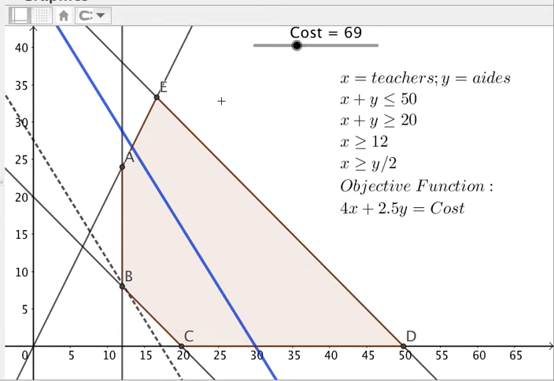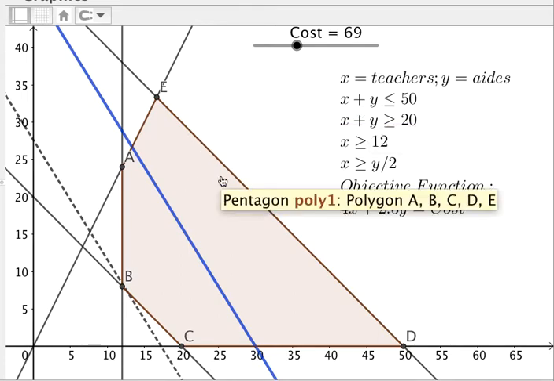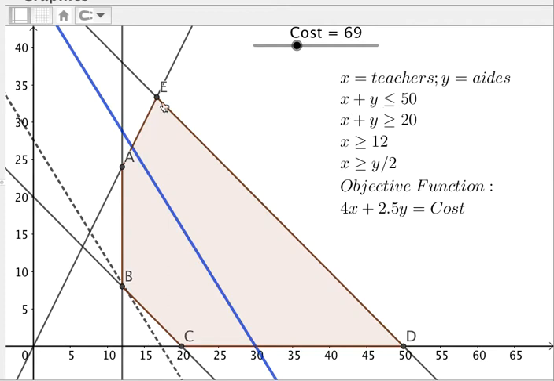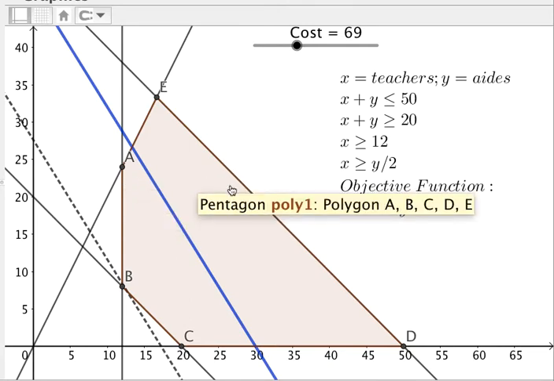So again, we graphed the boundary lines, which are our constraints. Even though they're given to us as inequalities, we graph the lines, and we just stay mindful of which side of each line we're going to be on. So here we had x plus y equals 50, and we're below that. x plus y is greater than or equal to 20, and we're above that. x is greater than or equal to 12, so we're to the right of the line x equals 12. And x is greater than or equal to y over 2, so right here is the line x equals y over 2, and since x is greater, we have to be to the right of that.